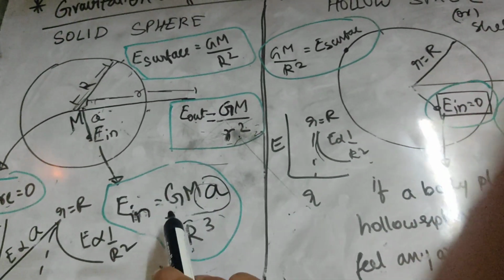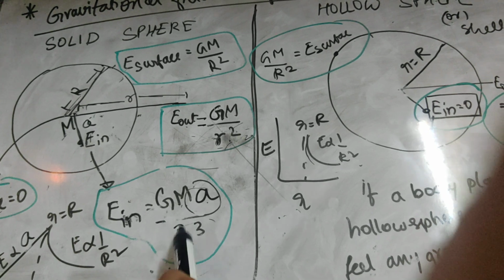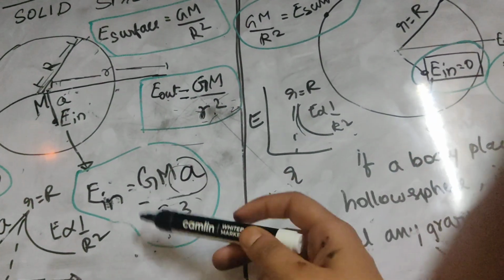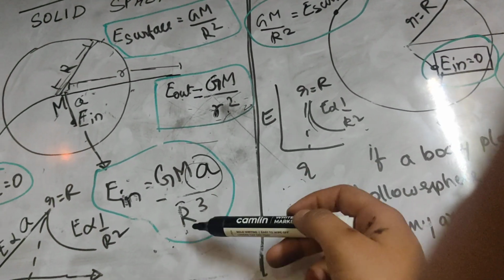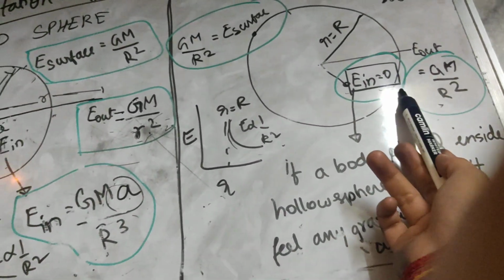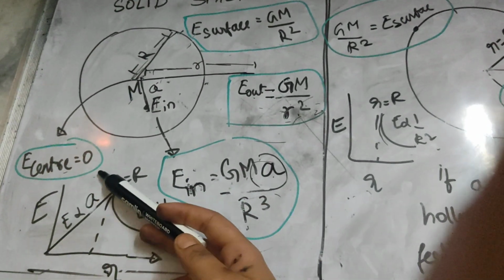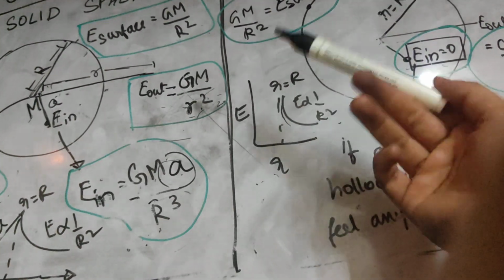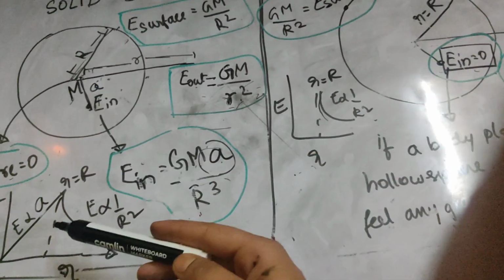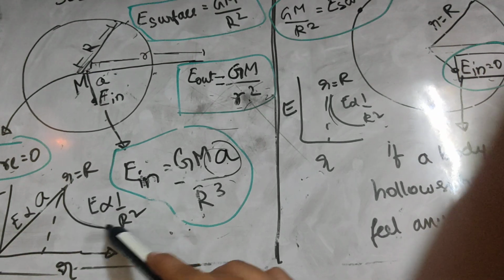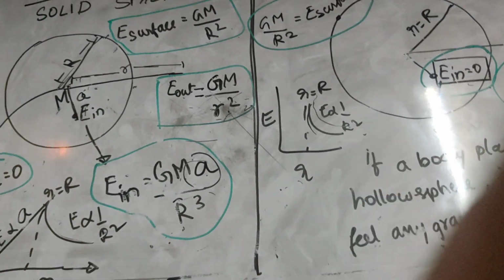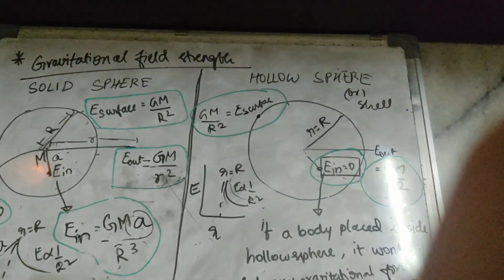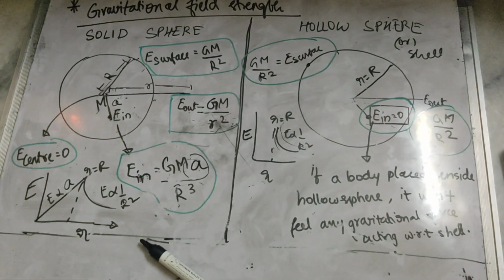Here E inside is GM into a upon r cube. a is the small distance, up to what distance you are considering. GM a upon r cube, and here E inside is 0. And here E at the center is 0. Here also E at the center will be 0 because it is an inside point. Inside anywhere it is 0. Okay. You can see the graph is like this, and here only the hyperbola part. So this is very important. You can just take a screenshot as well. This is very important.